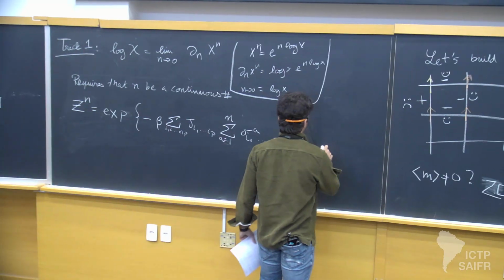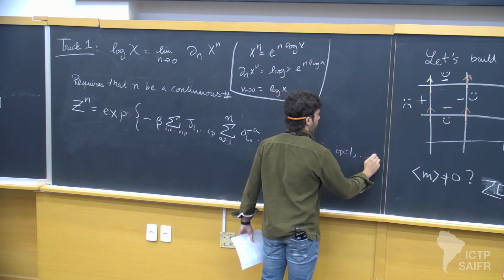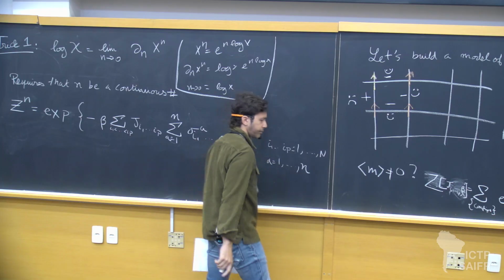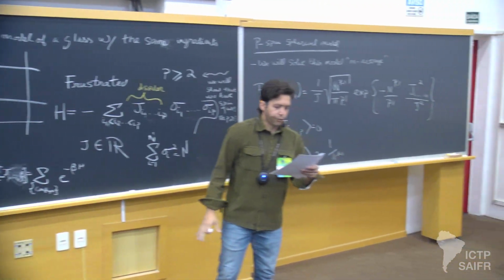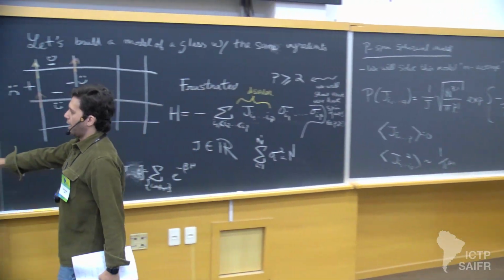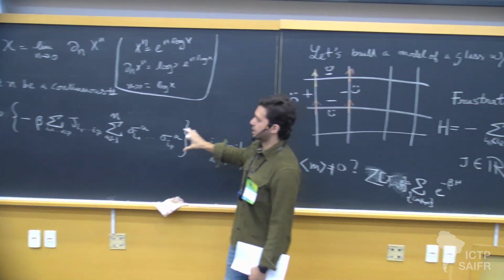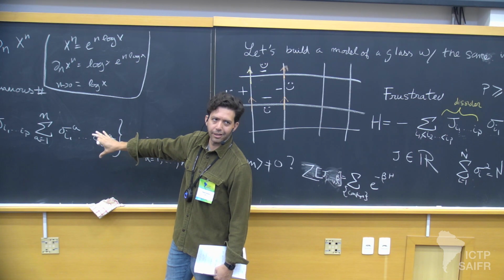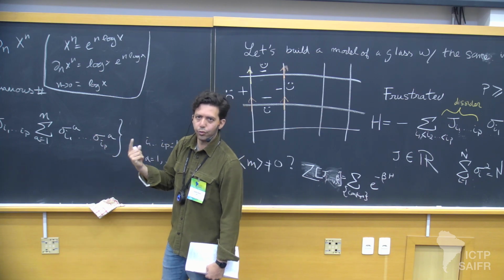And yeah, so I1 to IP are in 1 to n, and A is from 1 to little n. Okay? So of course, this thing is z to the n only for when n is an integer, right? Clearly, this doesn't hold for any continuous n. It's just n is 1 or 2 or 3 or 4.